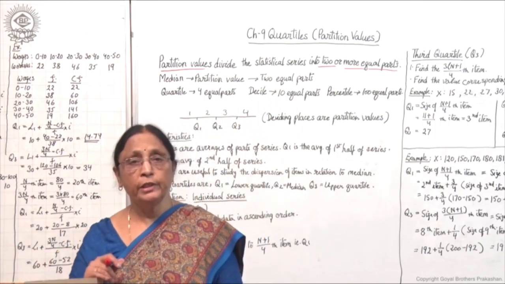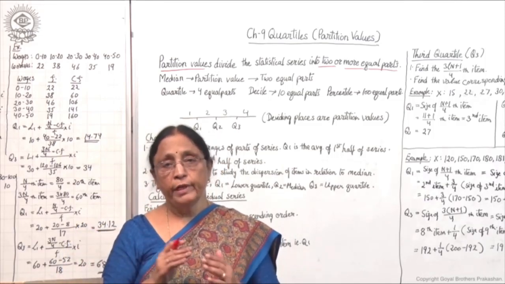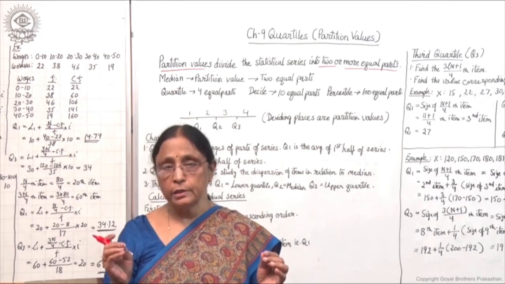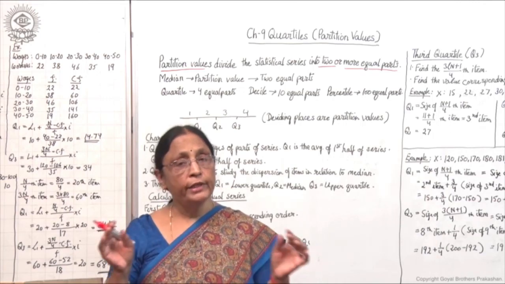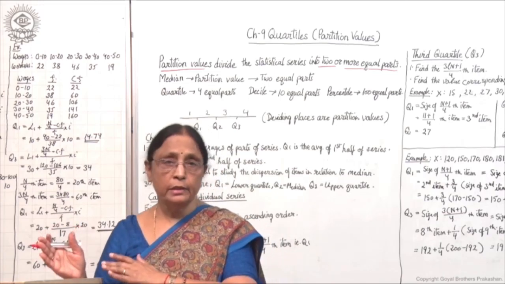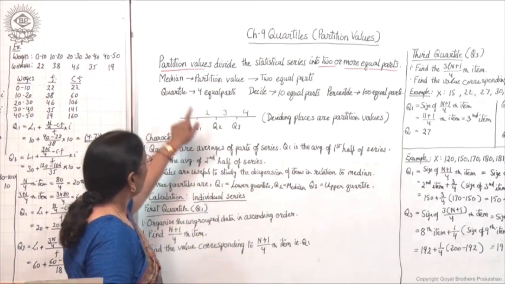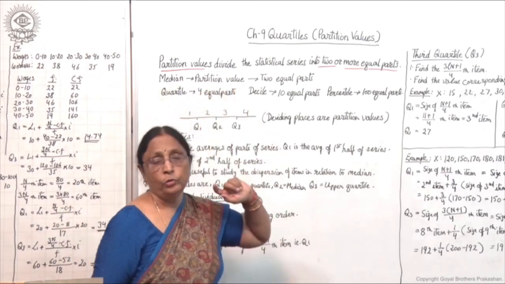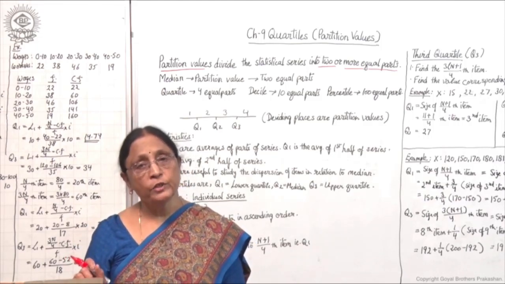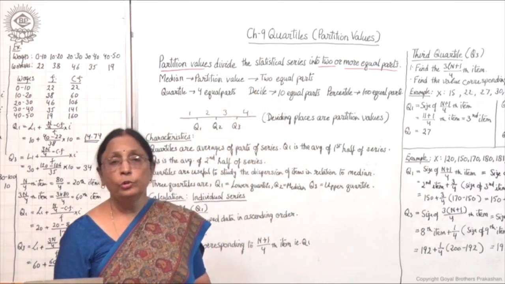You have done median earlier. You have learned that median is an average that divides the series into two parts. It is the central value of the whole series. Central value means dividing the series into two parts, one on this side and another on the other side. The central part is known as the median value. So median is also known as partition value. Mean and mode are not partition values, but median is, because it divides the series into two equal parts.